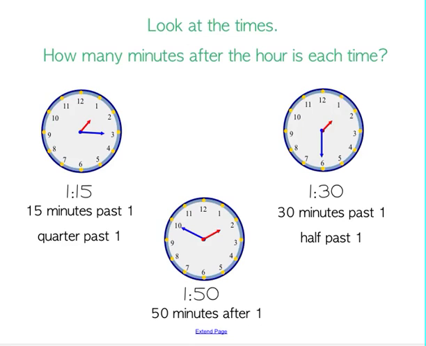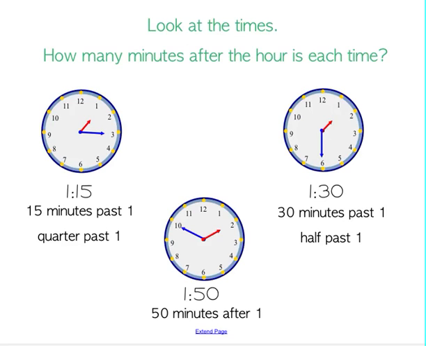Two other ways to say that are 15 minutes past 1 or a quarter past 1, because the minute hand has gone 1/4 of the way around the clock. Let's look at the second clock, the one that's down on the bottom. Let's look at the hour hand first. The hour hand, or the red hand, is pointing almost to the 2, but it's not quite to the 2, so we can't say 2, we have to say 1.